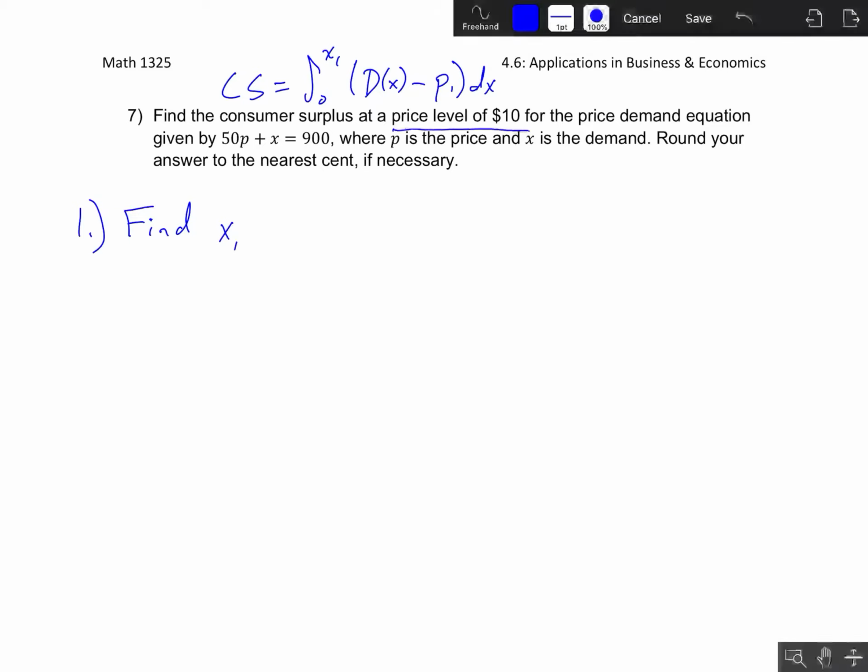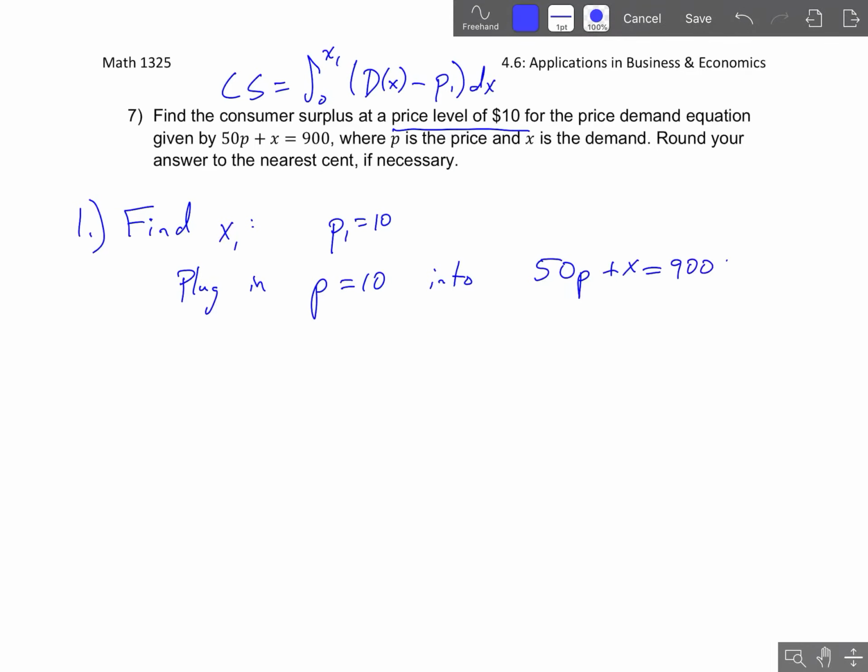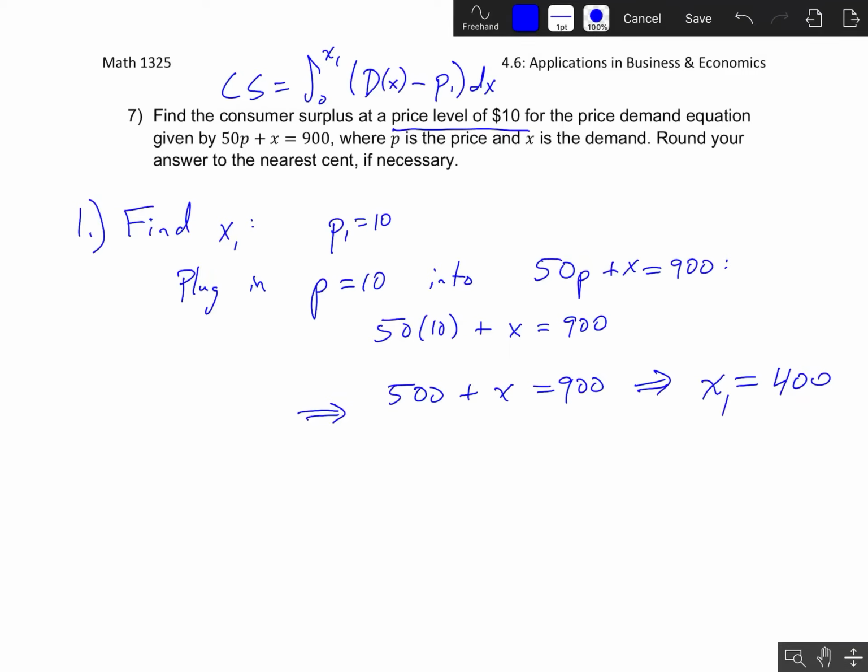We were told the price level already, so we know that P1 is going to equal 10. And we also know that the price demand equation satisfies this equality. So we can plug in the price level that we already know to find the value of x, and that will tell us our equilibrium quantity here. So we will plug in P equals 10 into the price demand equation. And when we do that, what we'll get is 50 times 10 plus x is equal to 900, but now the only variable in this equation is x. So that tells us 500 plus x is equal to 900, and therefore the equilibrium quantity is 400. So you can put a little 1 subscript there to remind us that this is the equilibrium quantity.